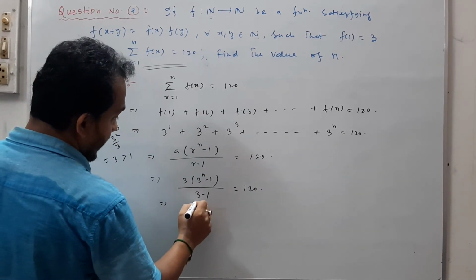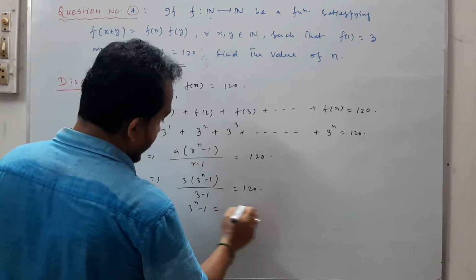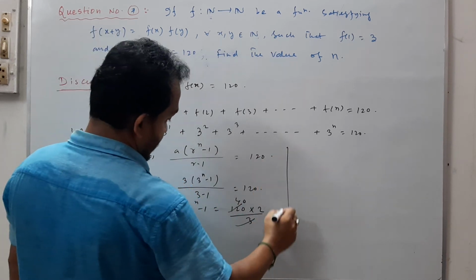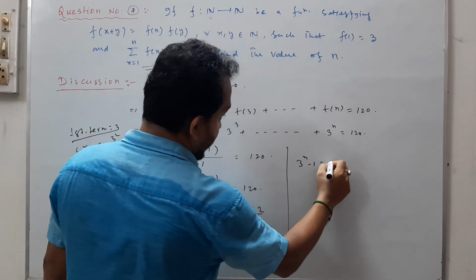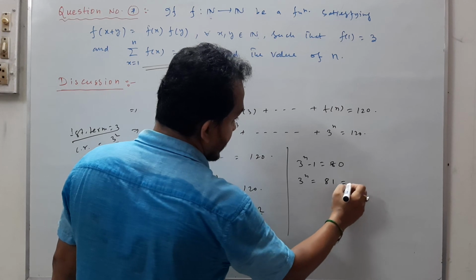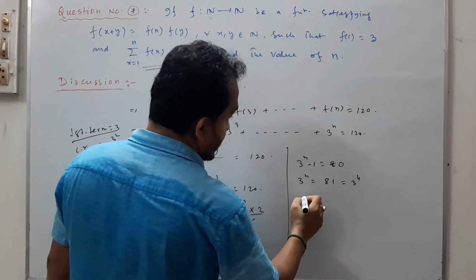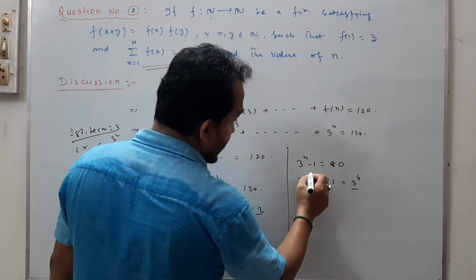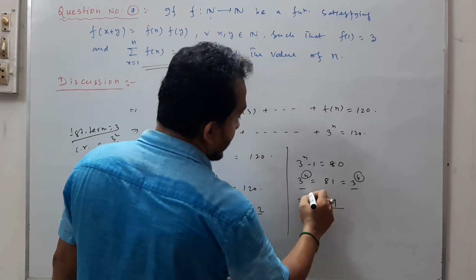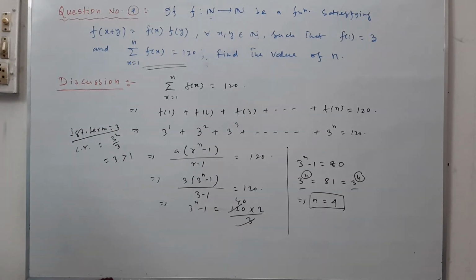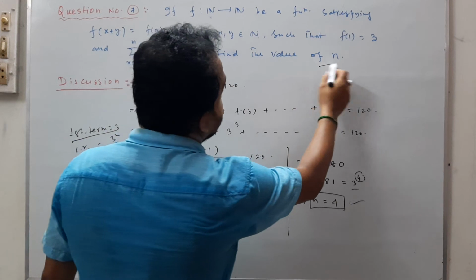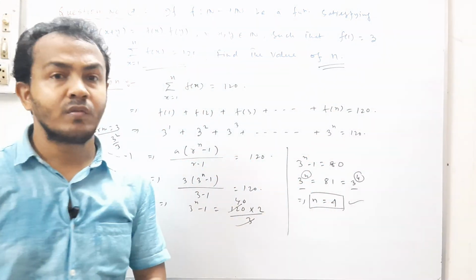So 3 power n minus 1 is equal to 120 into 2 divided by 3, that is 80. So 3 power n is equal to 81, and 81 is equal to 3 power 4. That is, 3 power n is equal to 3 power 4. Equating the bases, this implies that n is equal to 4. So we got our answer. We needed to find the value of n, and we got n equal to 4. This is the answer.